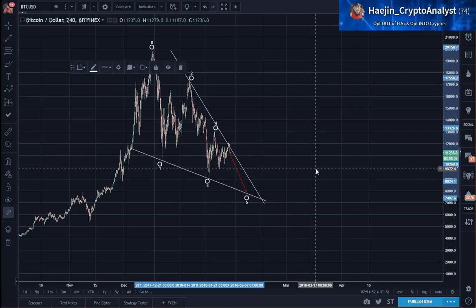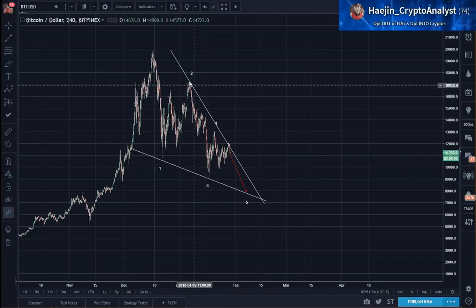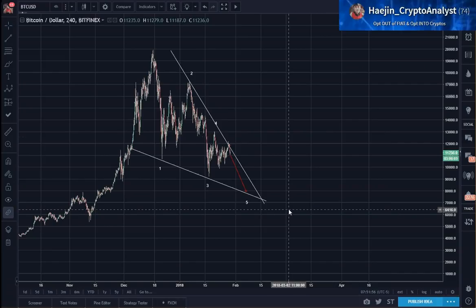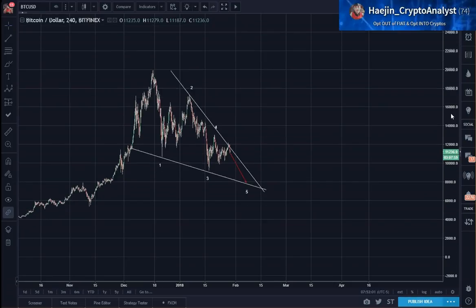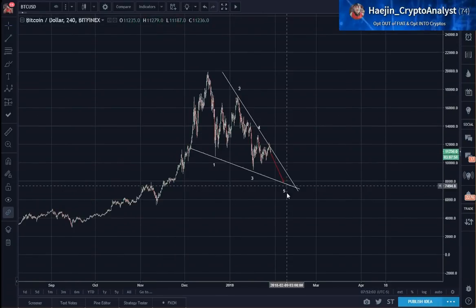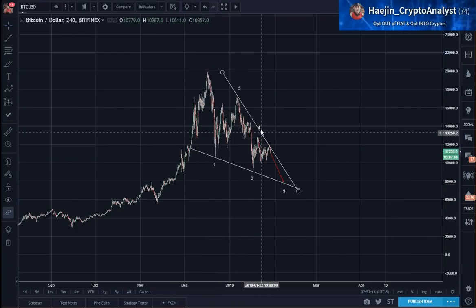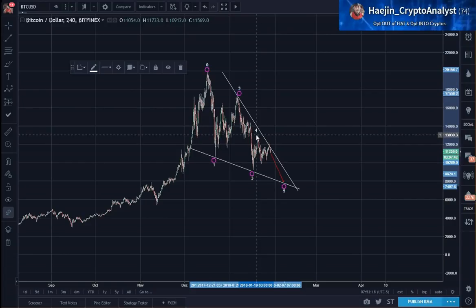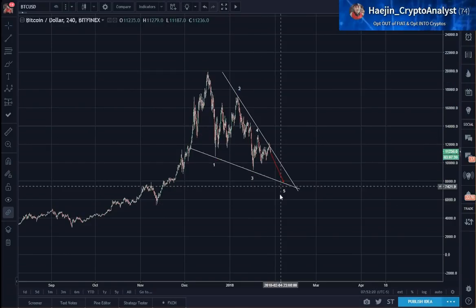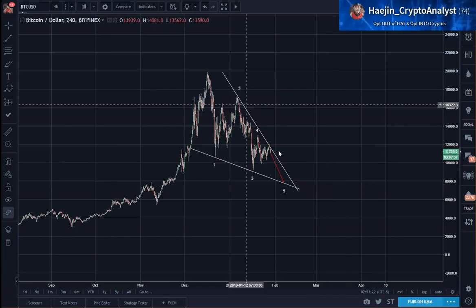Now, if this is a leading diagonal, there is another probability actually, where this whole thing is an A. And then we go B. But I won't get into that right now. I will right now only focus on this. So this has not necessarily gone away, the wedge pattern.